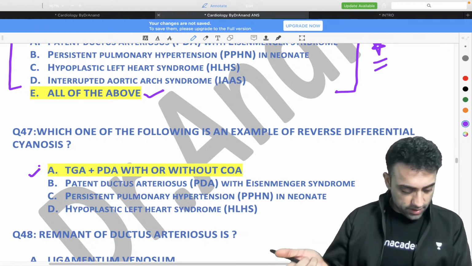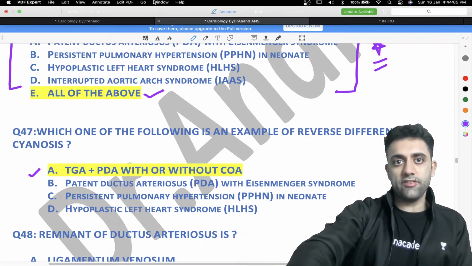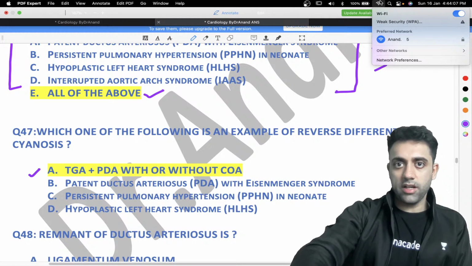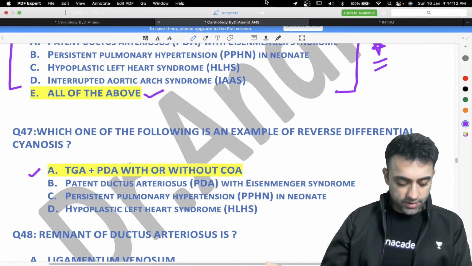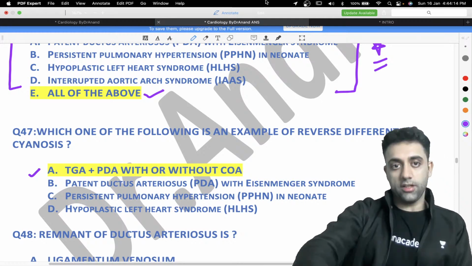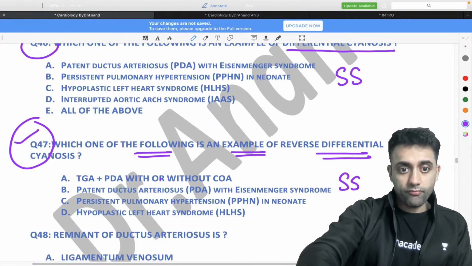Is my video stuck? Yes or no? Let me see if I'm using 2G or 5G. I'm using 5G. Is my voice coming to everyone or is the video lagging? Yes or no? Please let me know. Okay, great, great, great.